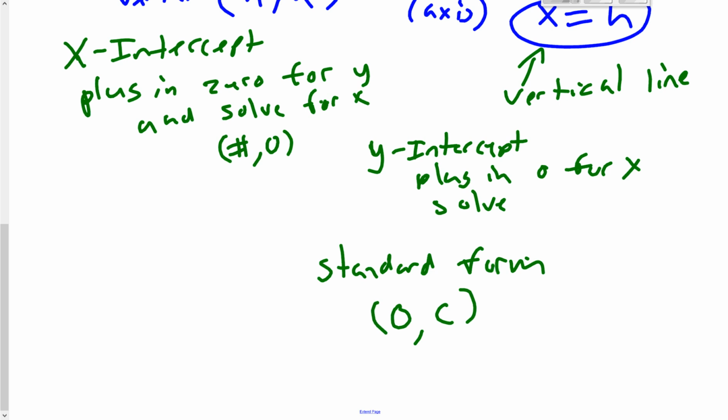In vertex form, it's a little more complicated, but not too bad. You're going to plug in 0 for x, and then you just find your answer for y. But once you have one of those points, then you can just fold it over that axis of symmetry, and then you have your graph, and you can draw your u.